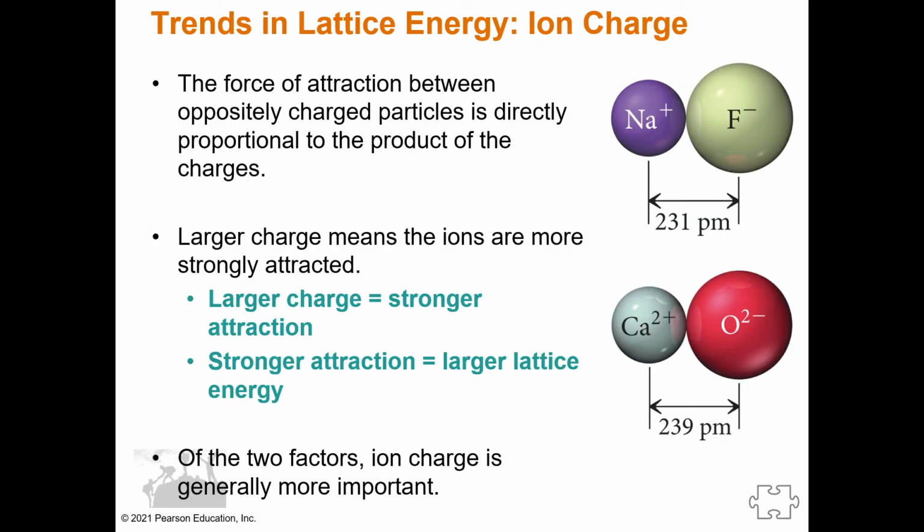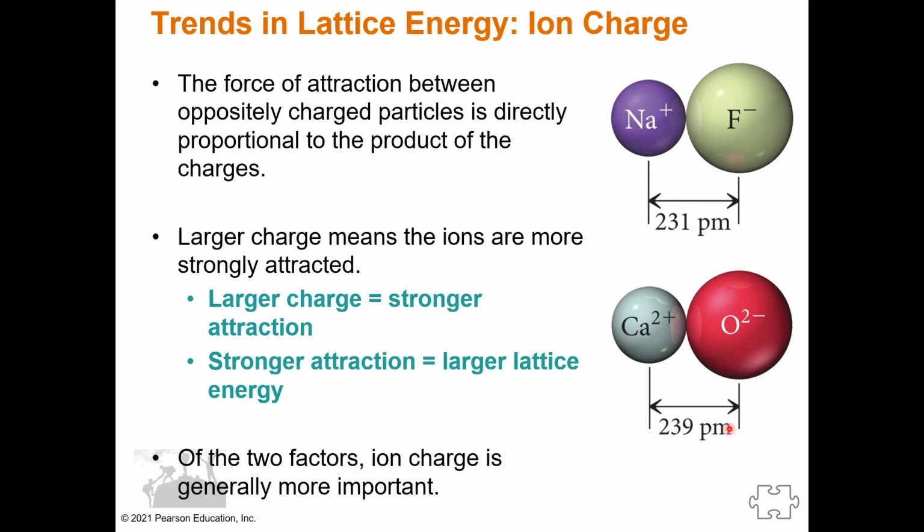Taking a look at ionic charge now. Q1 and Q2 are directly proportional to lattice energy. So if those charges increase, then the magnitude of the lattice energy would also increase. Or in other words, the lattice energy becomes more negative. So if we see larger charges, as with calcium oxide, there's going to be a stronger attraction between these two ions, and so the lattice energy will become larger.